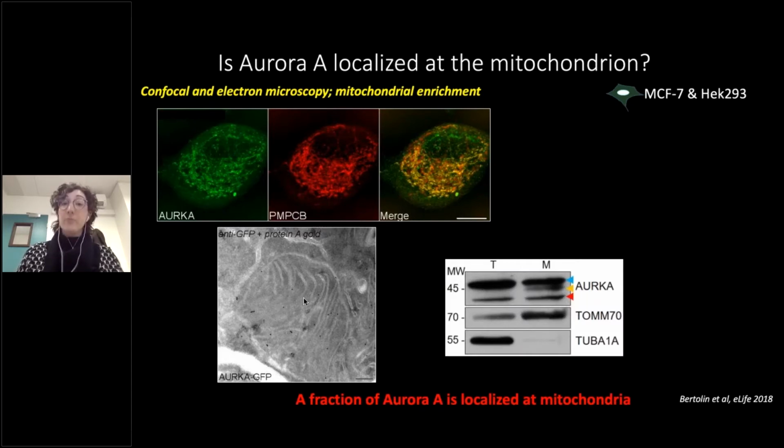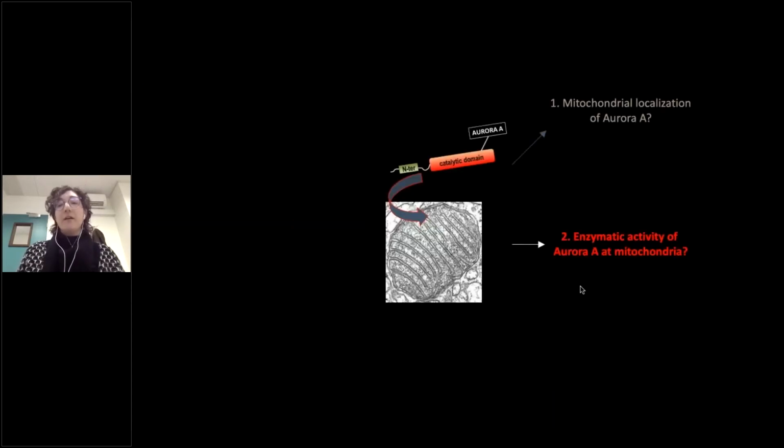This was actually confirmed by biochemical experiments. We performed some mitochondrial extractions, here represented with letter M, compared to total fractions, here T. Indeed, in mitochondrial fractions, we retrieved Aurora A, and we could identify two isoforms, here represented in orange and in red, which are mitochondrial specific. So we were very happy because we observed that a fraction of Aurora A is indeed localized in mitochondria. But of course, localization doesn't mean function per se. So to answer the second question that we asked, we first tried to detect whether Aurora A could have any enzymatic activity at mitochondria.